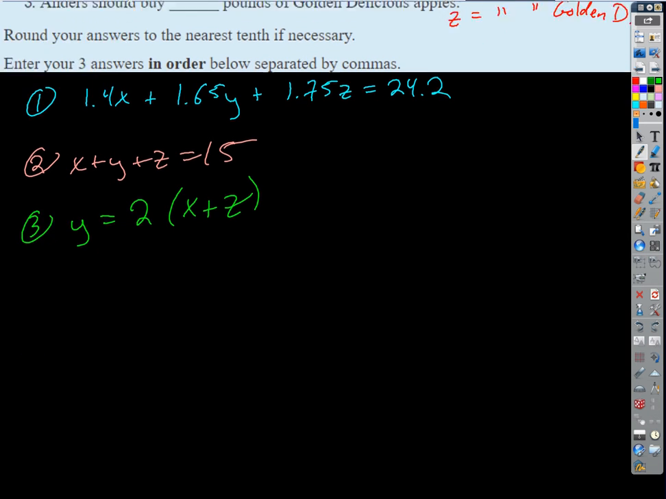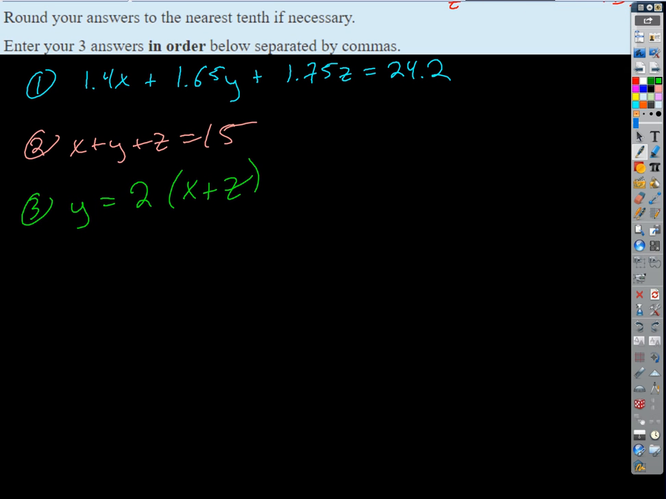To put this in a form where we can do this using matrices, you tell me, is the first equation in a good form? Yeah, it is. That's in standard form, isn't it? Right? Second equation, yes. Third equation, no. Third equation, we've got to flip around a little bit, don't we? So we'd have to do a little simplifying on this third one. What would we do?